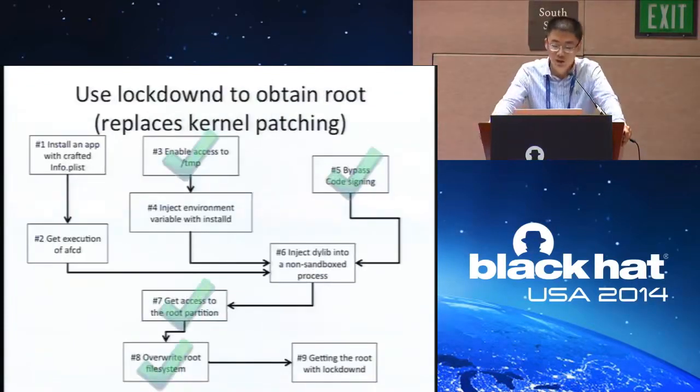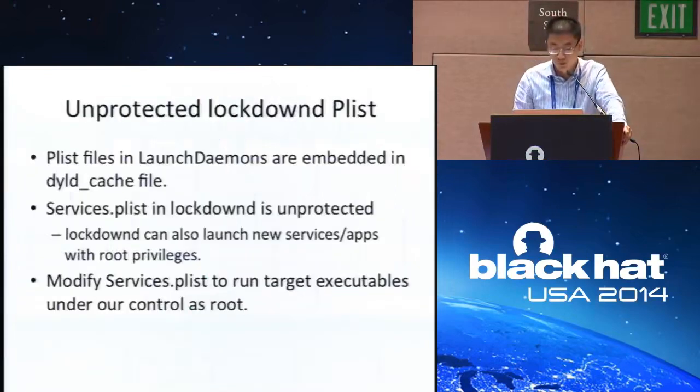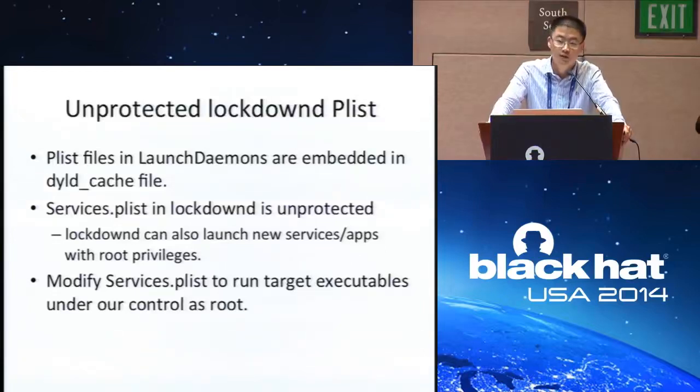Finally, we want to get root privilege on the device. Unfortunately, we don't have very good kernel vulnerabilities. What we did is we tried to ask the system to allow us root privilege. The first target is the plist configuration files for launchd. However, since iOS 6, all these configuration files are embedded in a cache file. This file is signed by Apple. We are not able to modify this file.